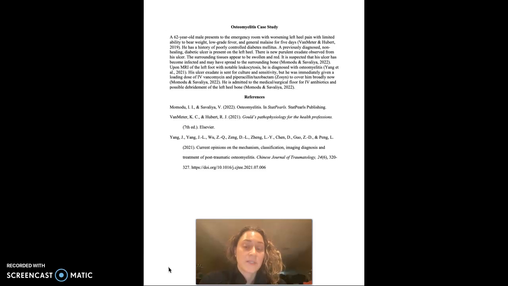It is suspected that his ulcer has become infected and may have spread to the surrounding bone. Upon MRI of the left foot and blood work with notable leukocytosis, he's diagnosed with osteomyelitis. His ulcer exudate is sent for culture and sensitivity, but he is immediately given a loading dose of IV Vanco and Zosyn to cover him broadly now. He is admitted to the med-surg floor for IV antibiotics and possible debridement of the left heel bone.